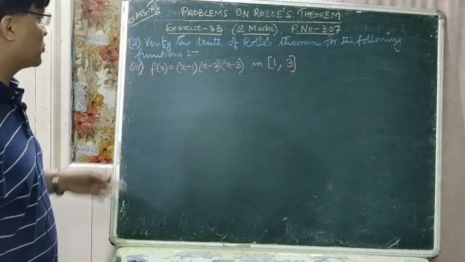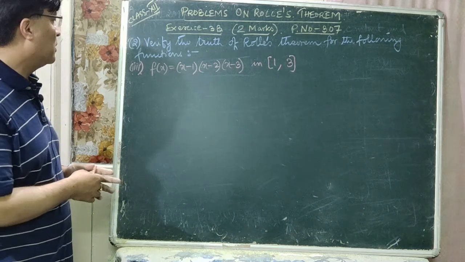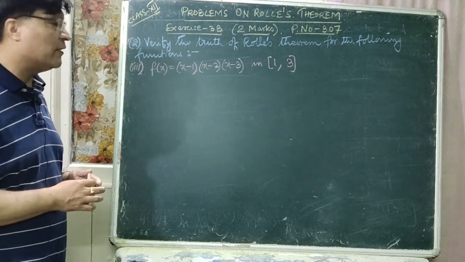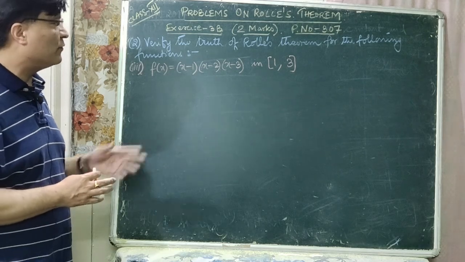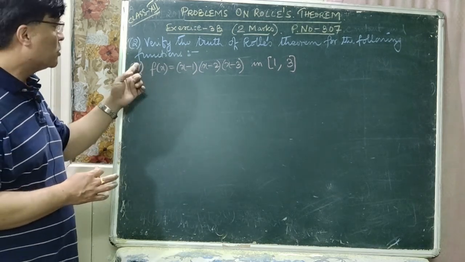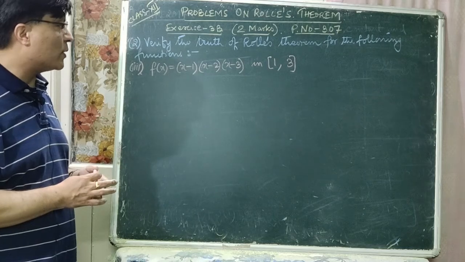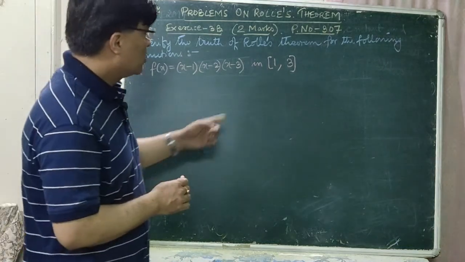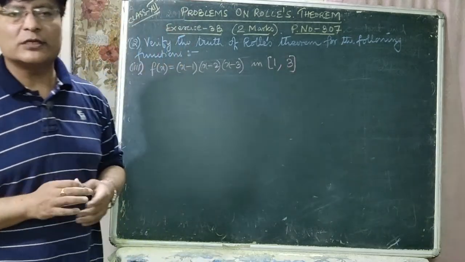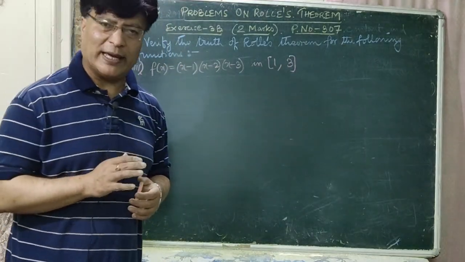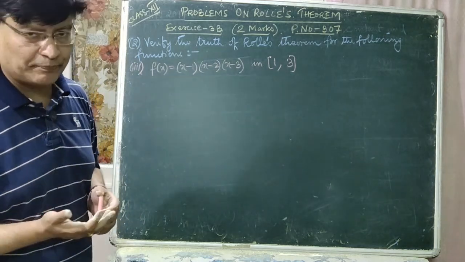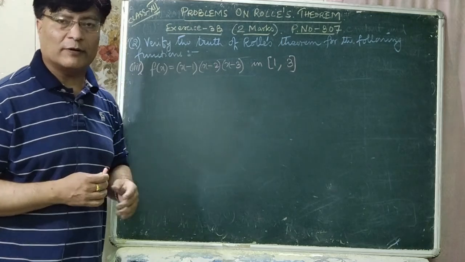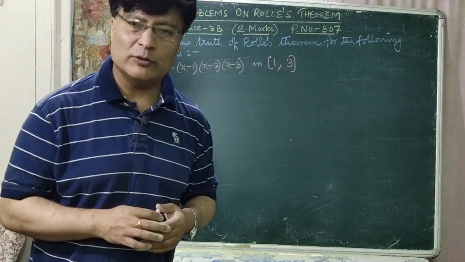Now we'll do the next question, that is number 3 of question number 2. You have to verify the truth of Rolle's theorem for the following function. So f of x is equal to x minus 1 into x minus 2 into x minus 3 in the closed interval, that is 1 less than or equal to x less than or equal to 3. So you have to verify Rolle's theorem for this function in the closed interval 1 less than or equal to x less than or equal to 3.